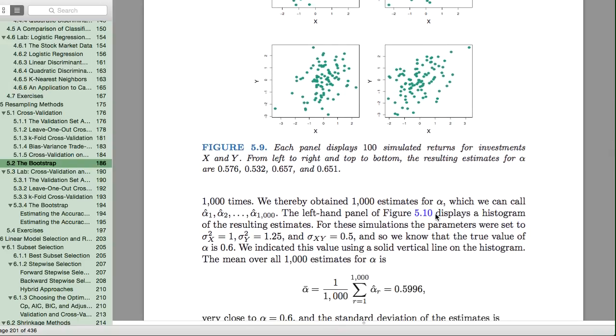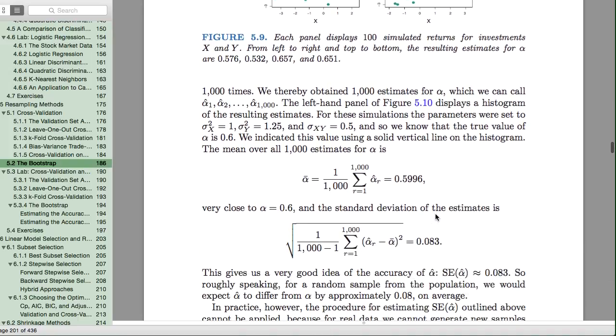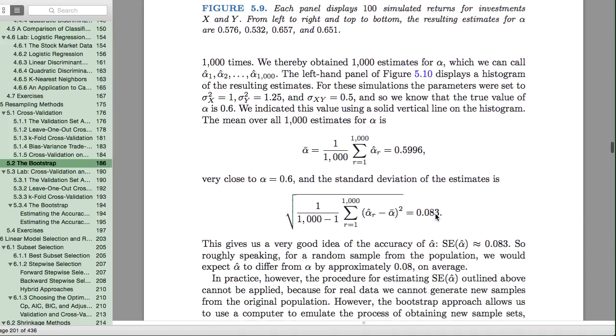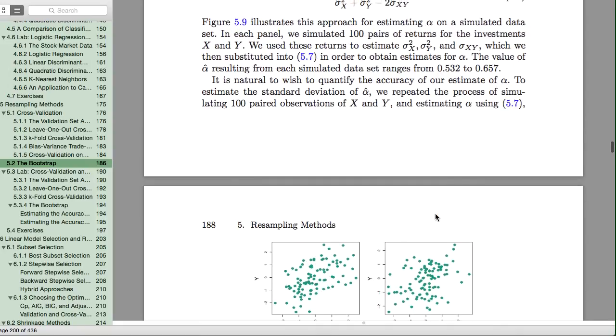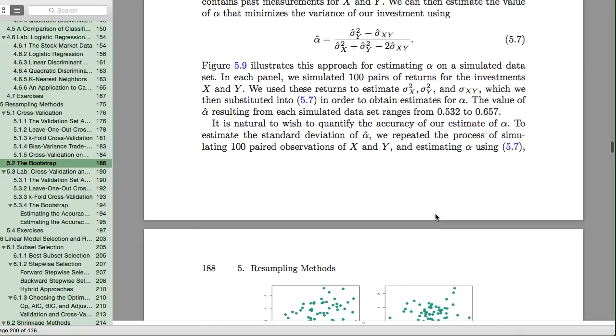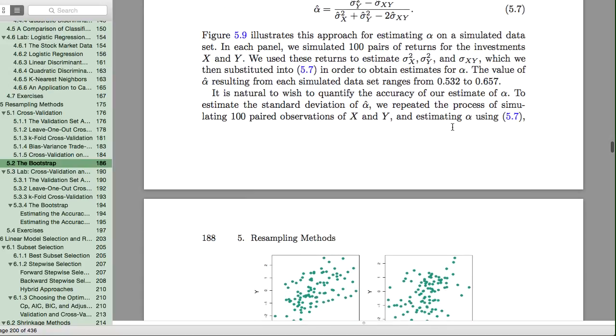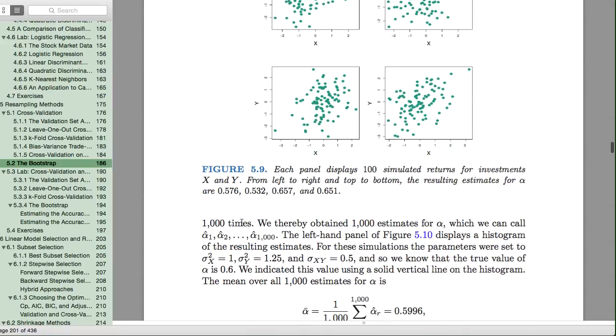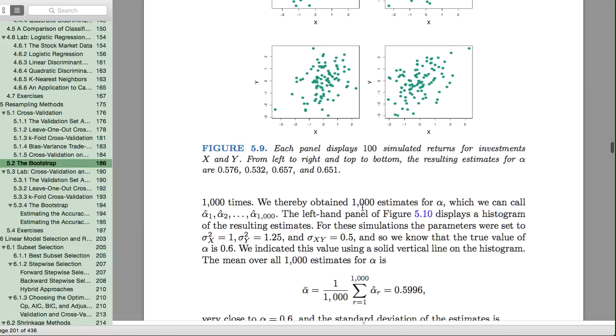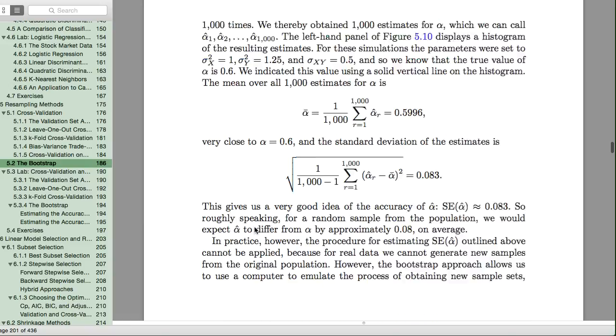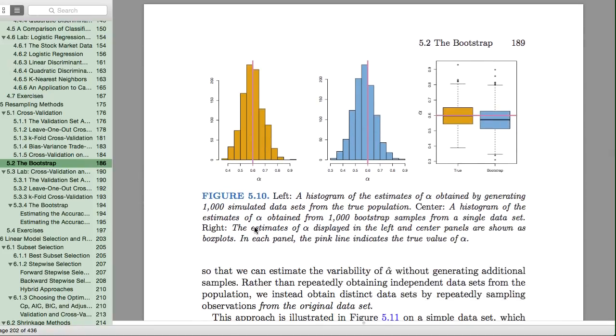Okay, so what we're going to do is use the bootstrap technique. So what we want to do is simulate paired observations, estimating alpha and doing it 1,000 times. So we get 1,000 estimates for alpha, and here's a histogram of those estimates for alpha. And I think the vertical line is the ideal line. And over here we see the bootstrap estimate.